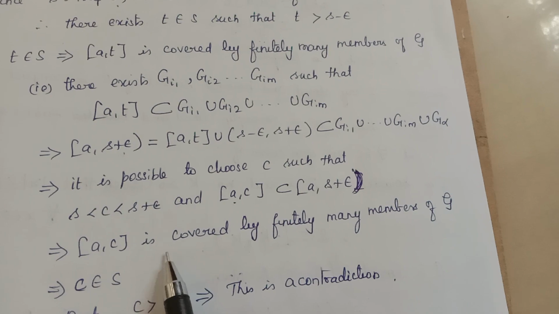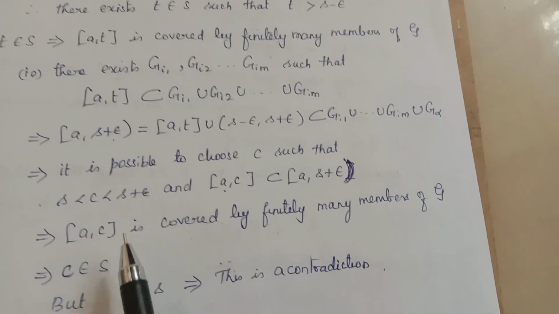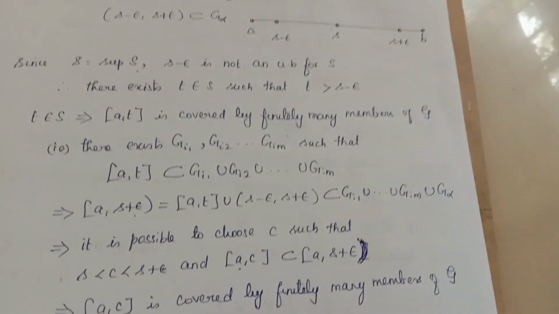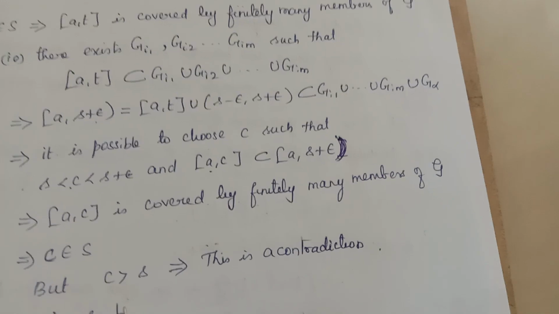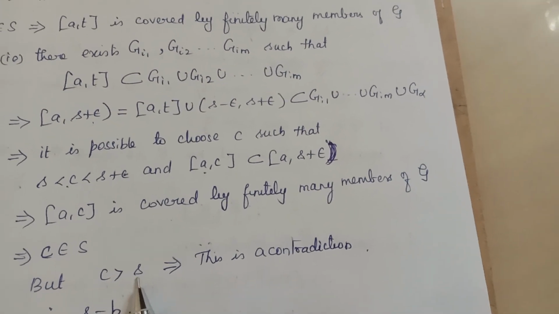Therefore, A to C is also covered by finitely many members of G. Therefore, by definition of capital S, C is a member of capital S. But C is greater than S, that is how I have chosen. C is greater than S and it belongs to S. This is a contradiction because S is the supremum.